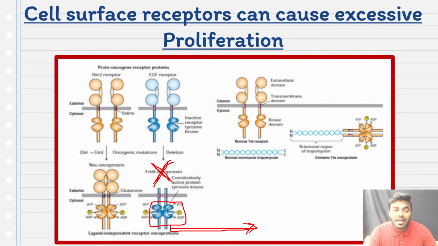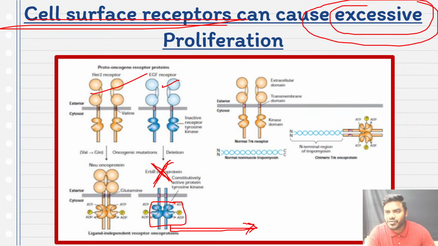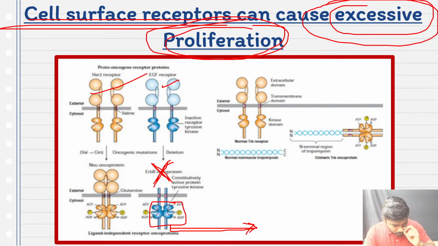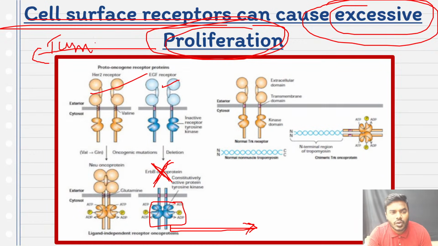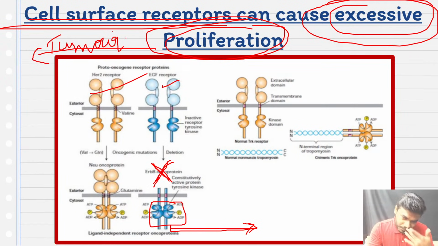So finally, what statement can I give you? The statement is that a cell surface receptor can cause, everyone listen, friends, can cause excessive proliferation. This is the point you have to remember. Friends, because of the excessive proliferation only, it is going to give rise to tumor formation. Kindly do not get confused with that point. Okay, friends, this is about what?